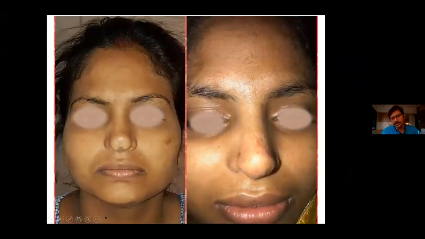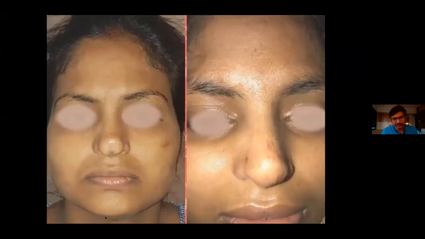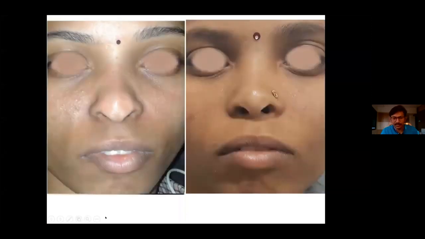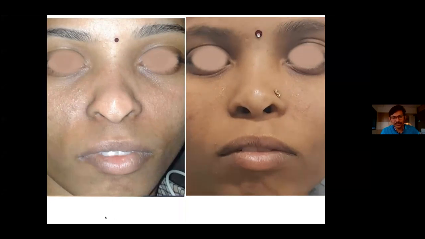A very similar case, I got an opportunity to operate on. A similar case, with isolated deformity of the intermediate crus.